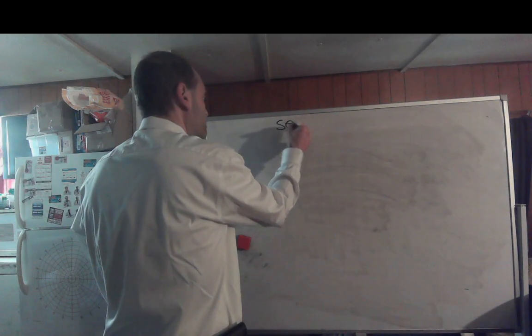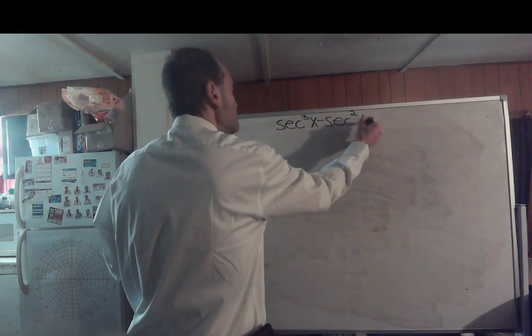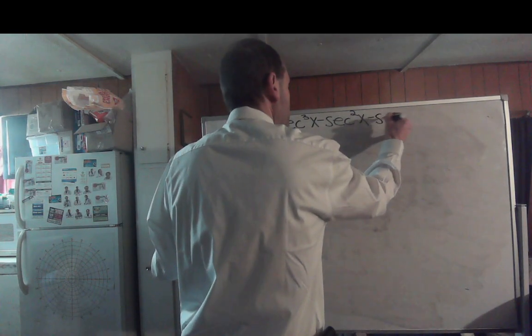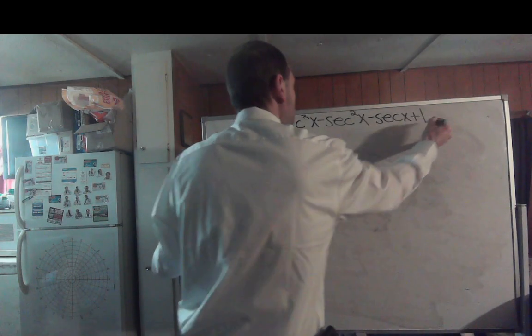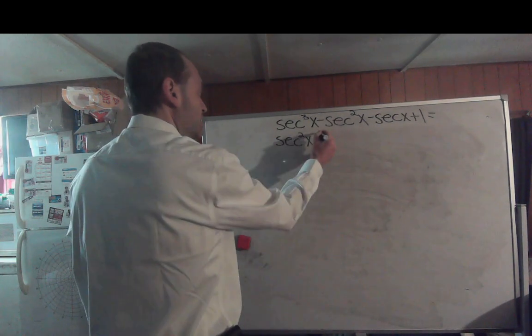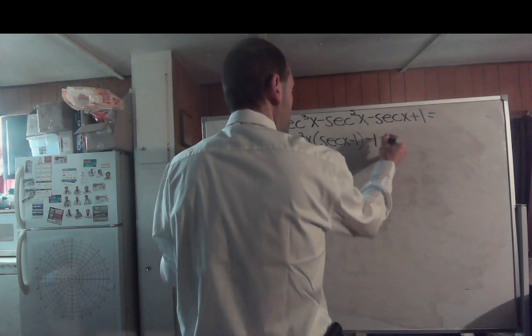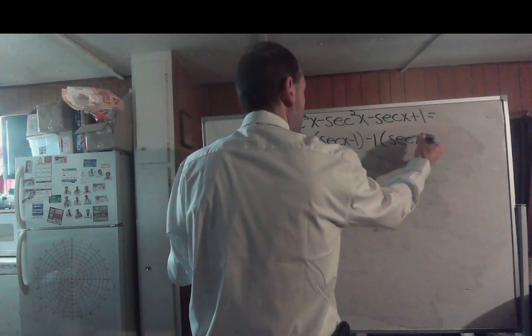And we have a very similar one here. We have the secant cubed of x minus the secant squared of x minus the secant of x plus 1. Another factoring by grouping. So if you look at your first two terms, you can factor out that secant squared of x. That'll be times the secant of x minus 1. Your second two terms, you can factor out a negative 1, so that'll be minus 1 times the secant of x minus 1.